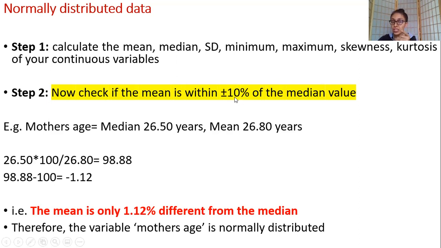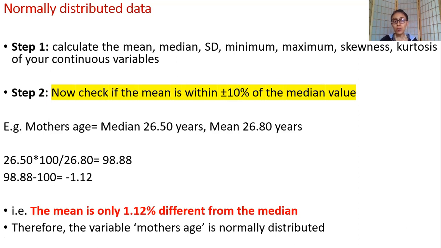Therefore, the variable is normally distributed. If it crosses 10%, for example, in some cases you may have a median of, say, 26.50 and your mean could be, say, 36.71. So this would be more than 10% of difference between the mean and the median. And in this case, this is a red flag that your data may not be normally distributed. Mother's age is not normally distributed. So that could be the case. I hope this makes sense.